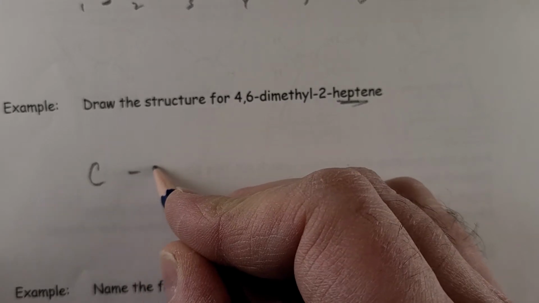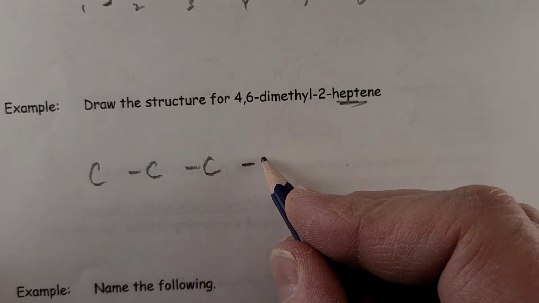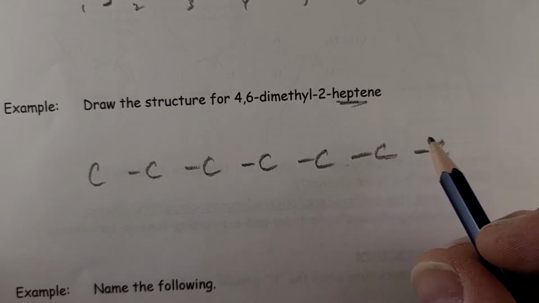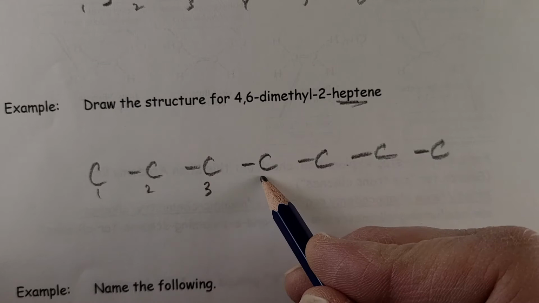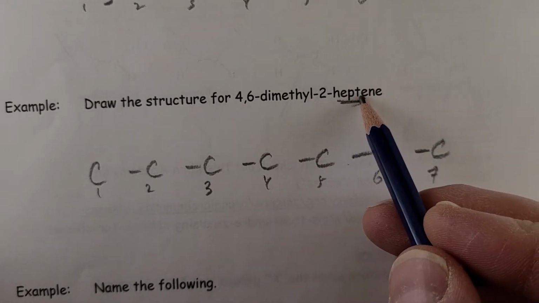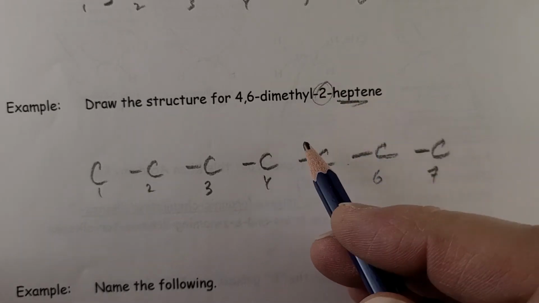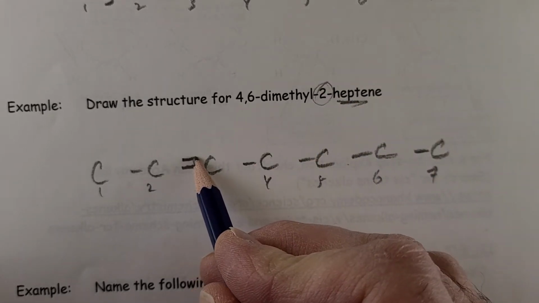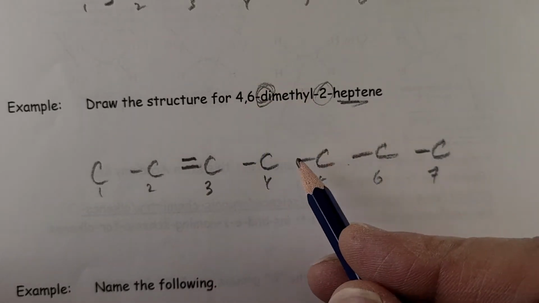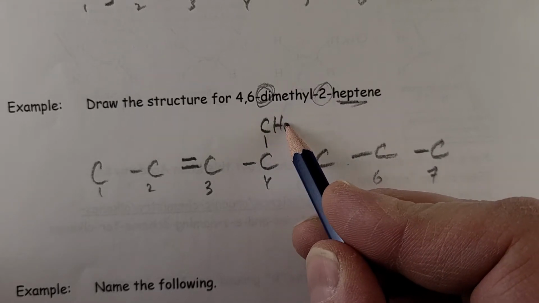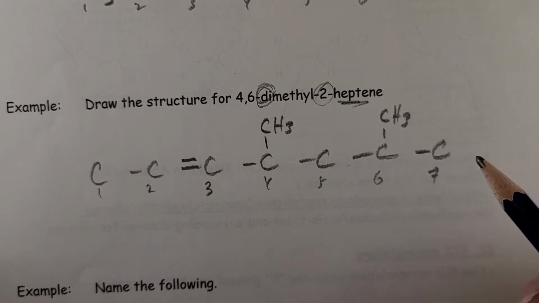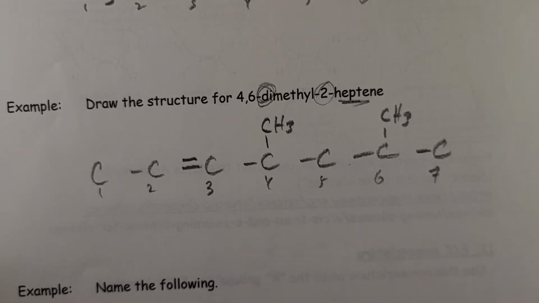So I'll draw 7 carbons. 4, 5, 6, 7, and I'll number them from left to right. And there's no di here, and we only see a number 2 here, so that means there's a double bond at number 2. And then at 4, 6, I have 2 methyls, so at 4 and 6, I have methyl groups. So that is how those go on.